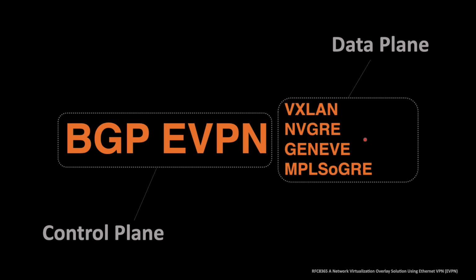What you can have, and in the RFC, there's an RFC 8365, which has got the snappy title of a network virtualization overlay solution using EVPN. It actually suggests different data planes. It doesn't just suggest VXLAN. You've got MPLS over GRE, you've got Geneve, you've got NVGRE. So we can have different encapsulation methods which will utilize the same control plane. Obviously, they'll utilize it in different ways, but there is a decoupling between the control plane and the data plane.